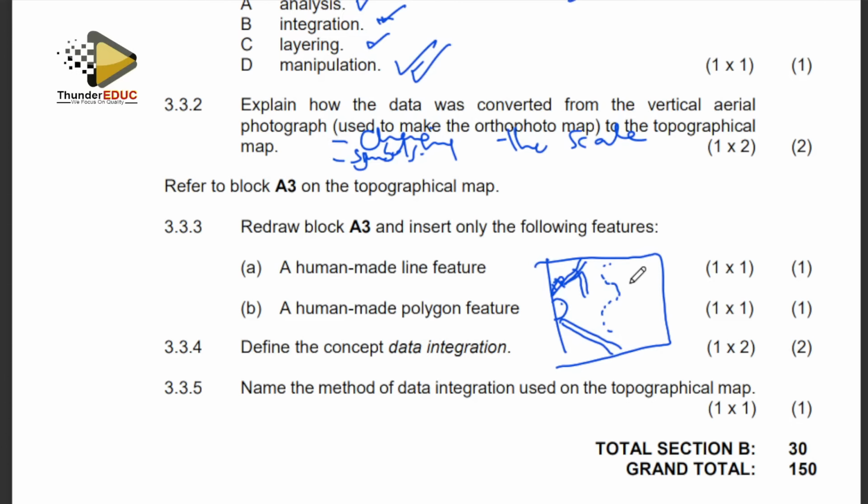2 marks. They just want to know if you can identify something that is like a line, and if you can identify something that forms a shape. That's all. Then you draw it the way you see it on the map there. You don't need to draw it accurately, like you want to measure. You just need to draw it sketchily and then put the features they want. That's what we're looking for. Okay, then lastly it is saying define data integration. What is data integration?